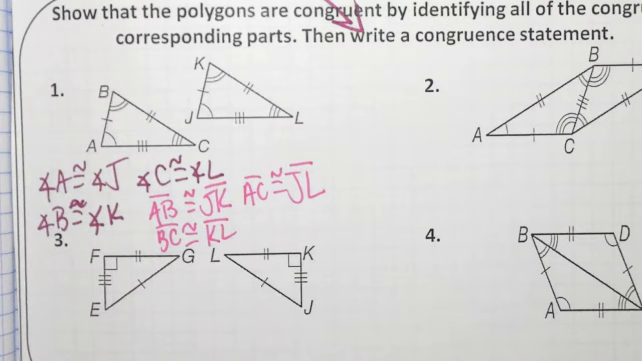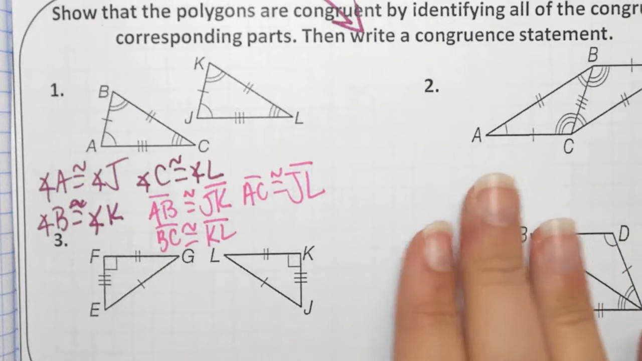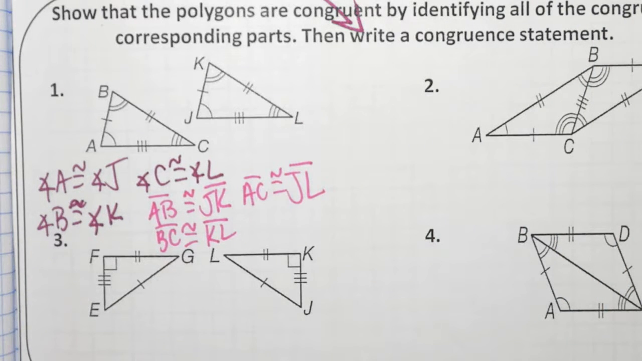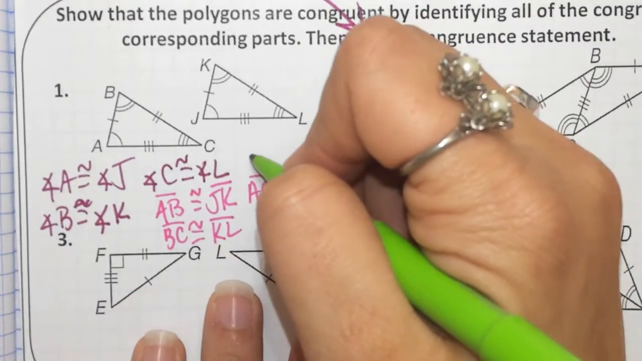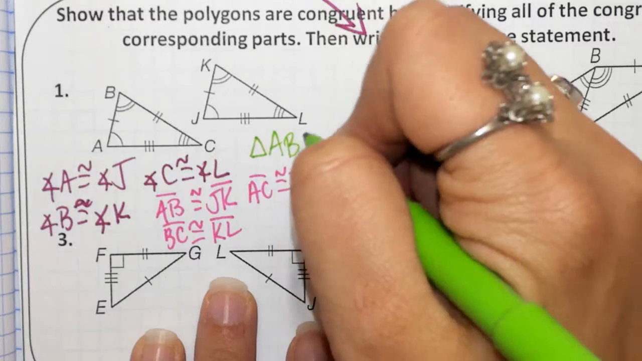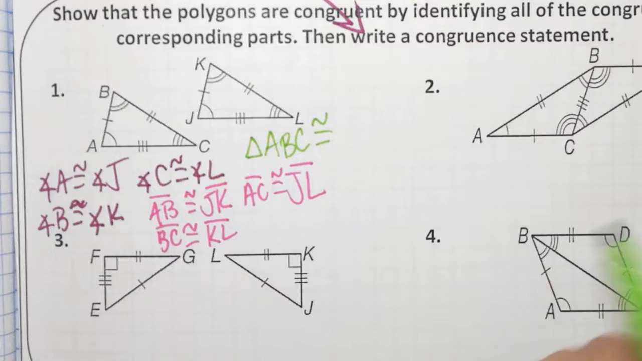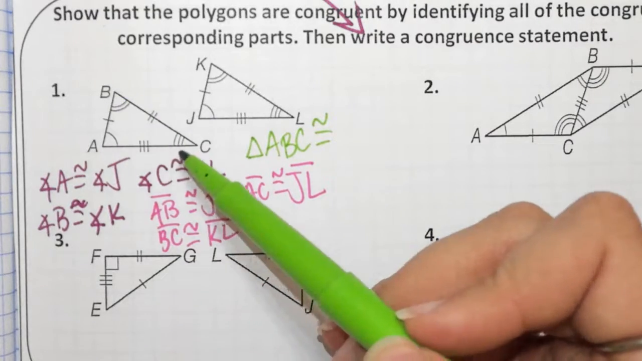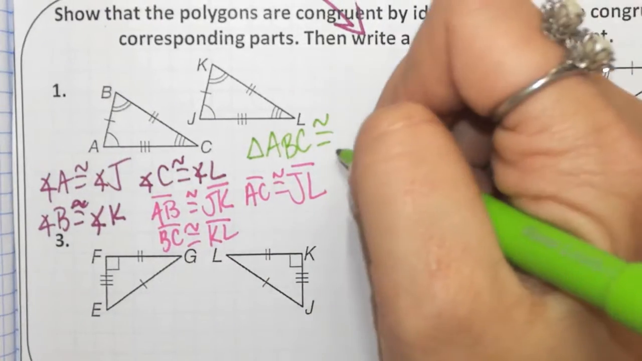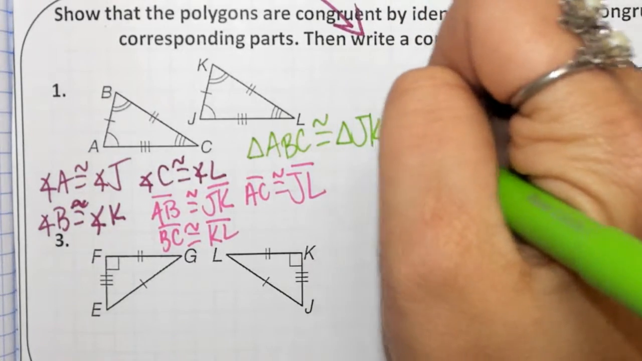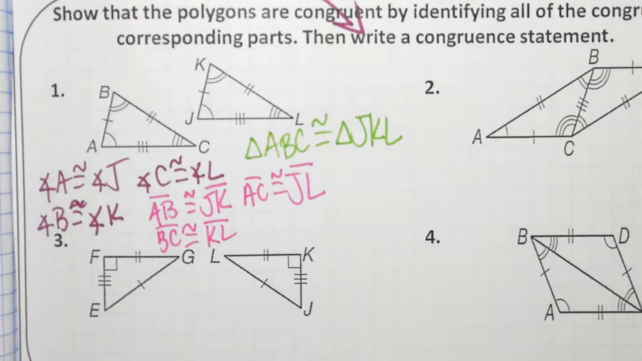Now, before we go any further, does anybody have any questions on what we just did? Now, the last part. Excuse me, I've got the hiccups. It says to write a congruent statement. So we're going to start by calling it triangle ABC. And remember, the way you name it matters. So if we went ABC, how would we have to start on our second triangle? JKL. Awesome. Good. All right. You ready to do number 2? Does anybody have any questions?